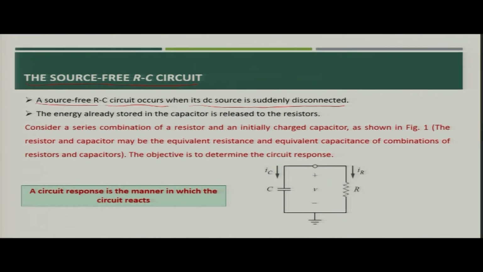Now, let us consider the series combination of a resistor and a capacitor, which is initially charged, meaning energy is stored in the capacitor.